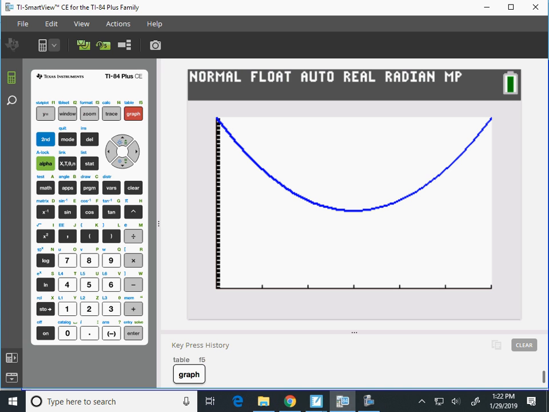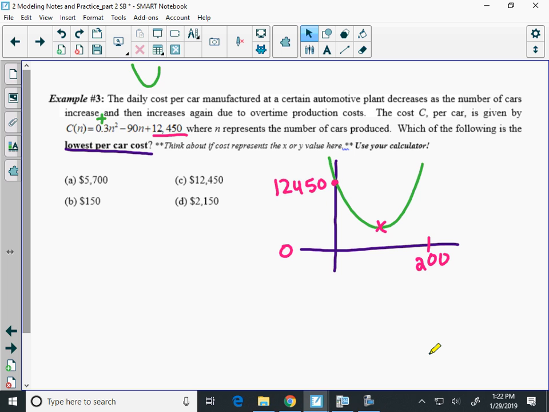Now we have to figure out what the question's actually asking us. It asks, if we're building cars, where the cost is C and the number of cars built is N, what is the lowest cost per car? When you're building something for a business, you want to spend the least amount of money, so it's the cost to the company. Let's think about if cost is the X or the Y variable in this scenario. Look at your letters. Cost is going to be the Y. The N is the input, number of cars.